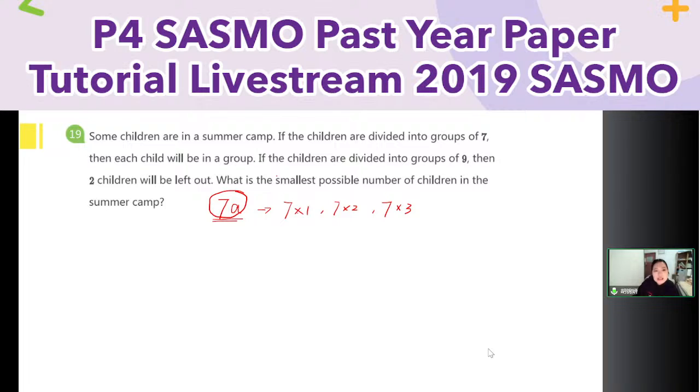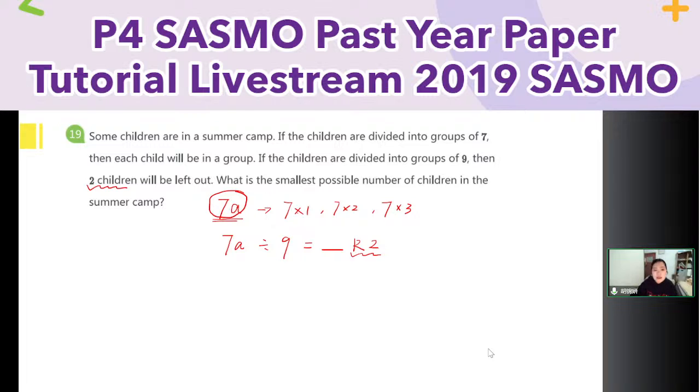And then the second condition is, if the children are divided into groups of 9, then 2 children will be left out. So I use this number 7a divided by 9, then the quotient, then the remainder is 2, right? So it means 2 children are left out. That means the remainder must be 2. Is it? Must be 2.